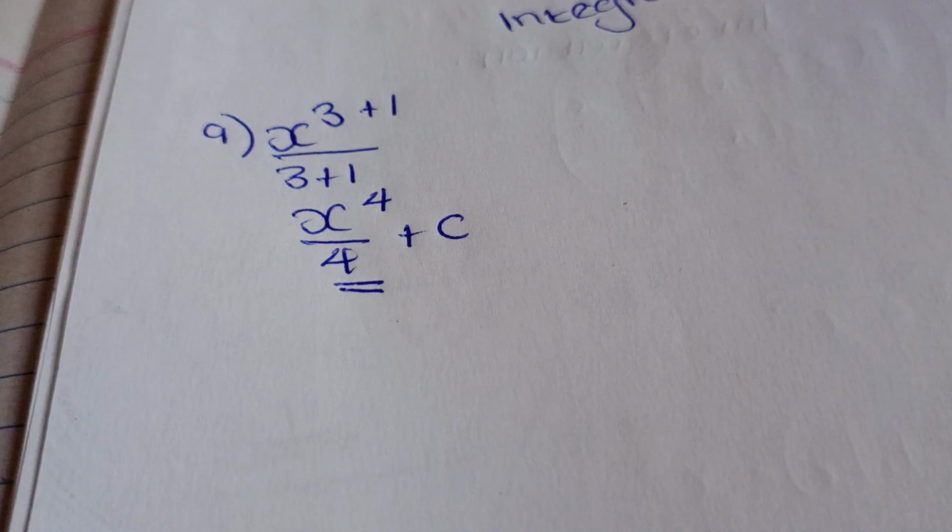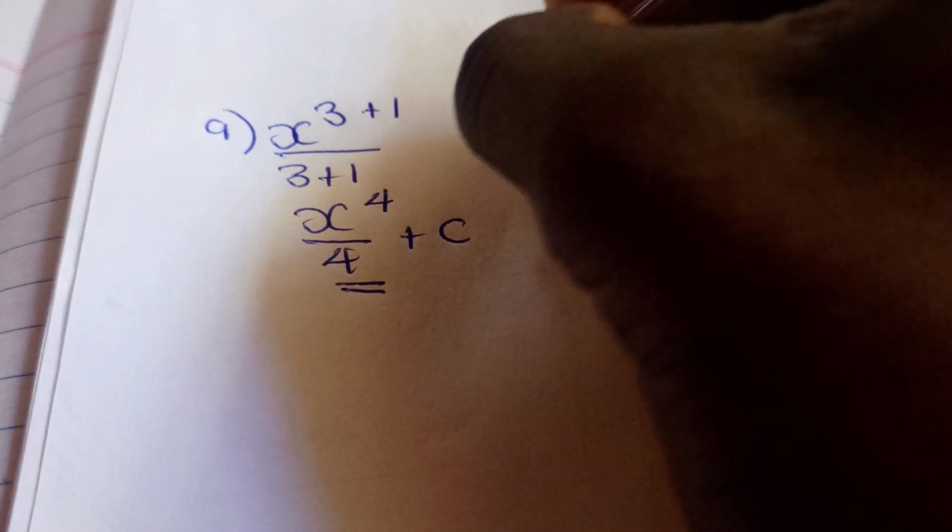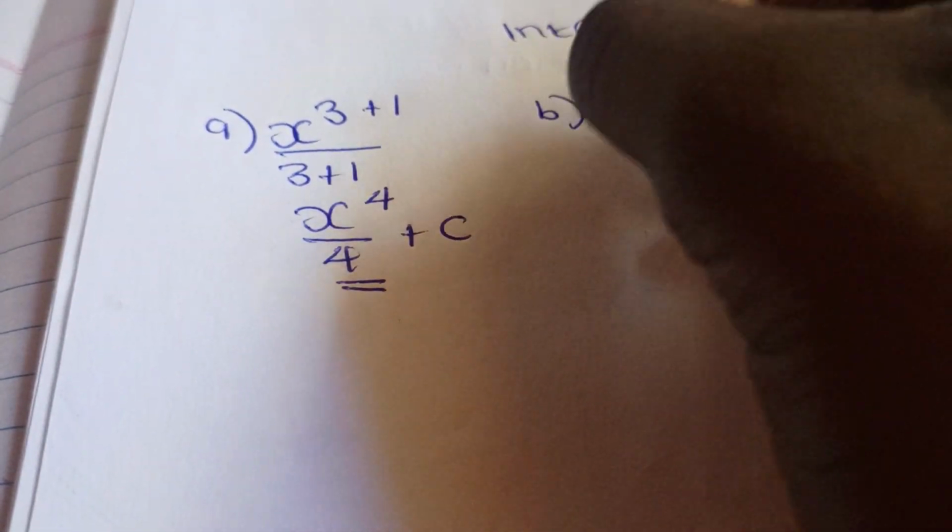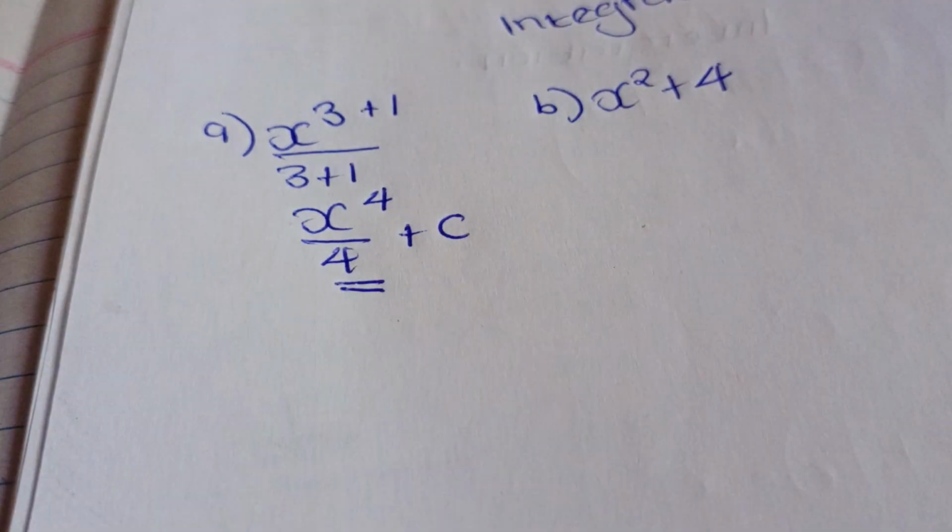When you're told to integrate x to the power 3, you just add 1. What you do on top is what you do down. So x to the power 3, 3 plus 1 is 4, and also down 4. Then you add the arbitrary constant, which is what? C. The second one we were given is x squared plus 4.